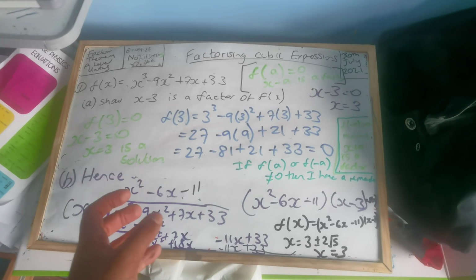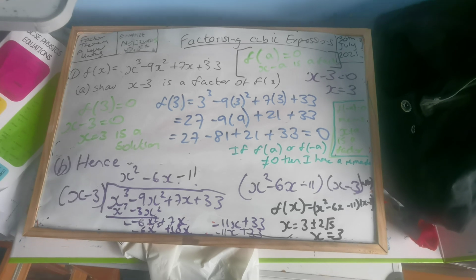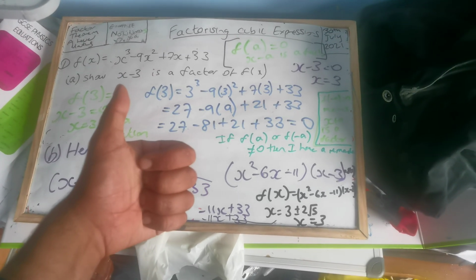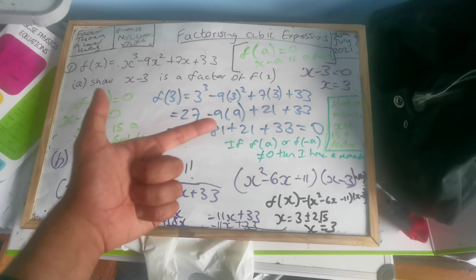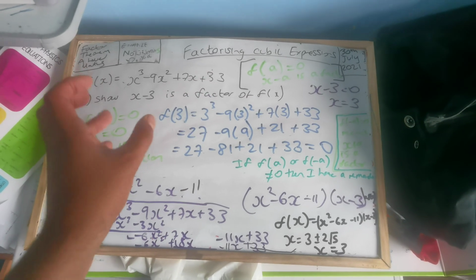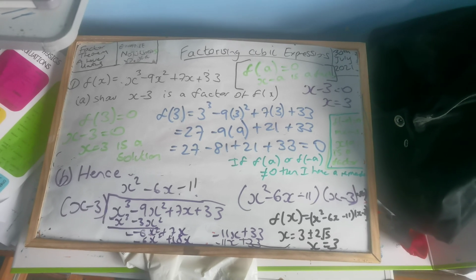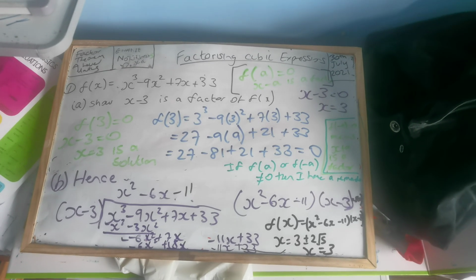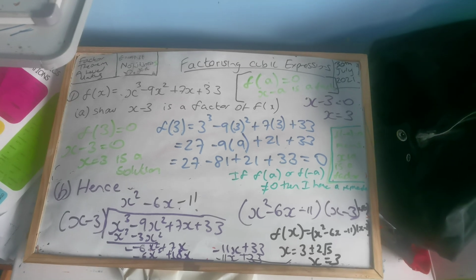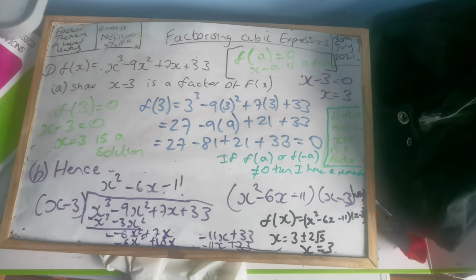So my solutions for this cubic equation, so it has 3 roots, is 3 plus 2 root 5, 3 minus 2 root 5, and x equals 3. So they are my 3 solutions for this cubic equation, okay? So that is how to solve and factorize a cubic expression or polynomial, guys. Okay, so I hope that actually made sense, guys.